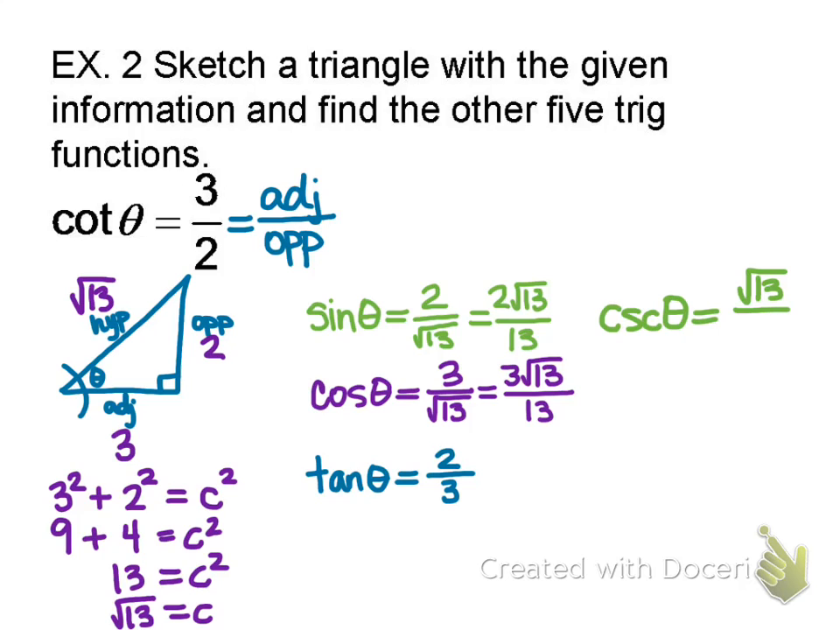So that becomes square root 13 over 2. Same thing with cosine. The reciprocal is secant. Go back to the original and flip it. So that will be square root of 13 over 3. So these are the 5 trig functions based off of them giving us the cotangent of an angle.